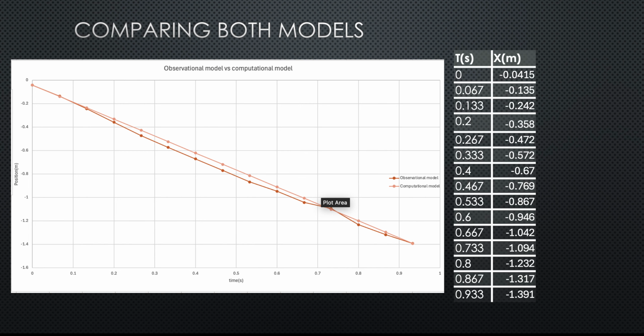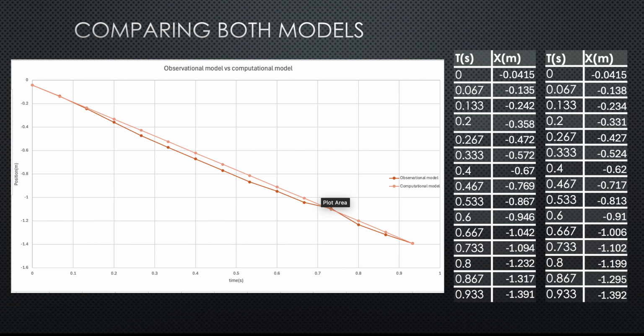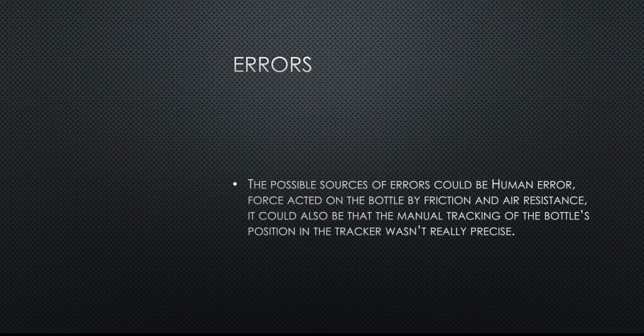This is the table for the observational model, and this is the table for the computational model. The errors that could have happened throughout the lab were human error, and force acted on the bottle by friction and air resistance. It could also be that the manual tracking of the bottle's position in Tracker wasn't really precise.